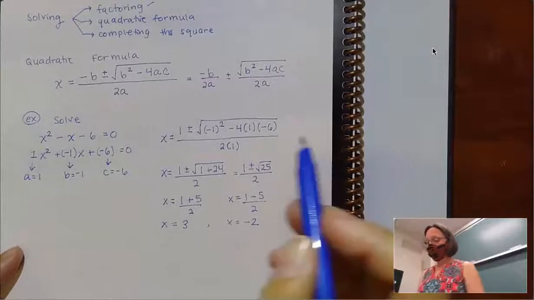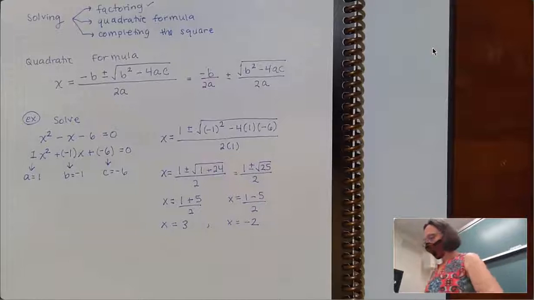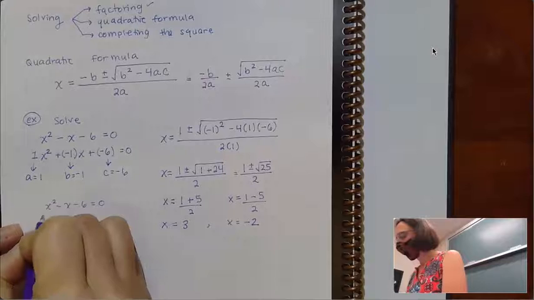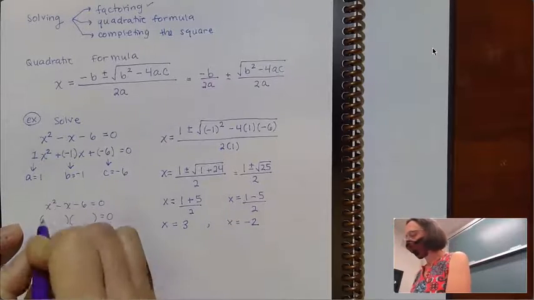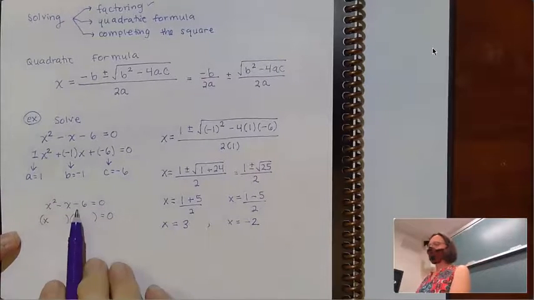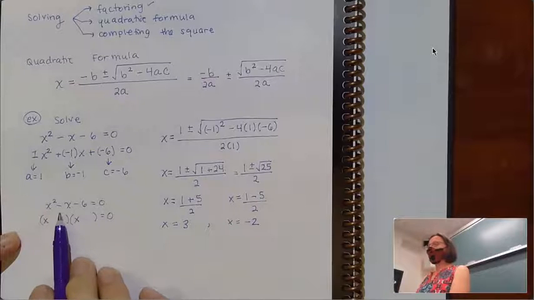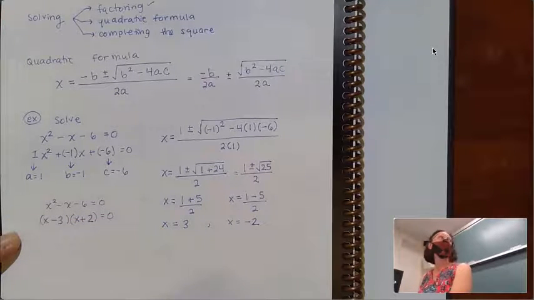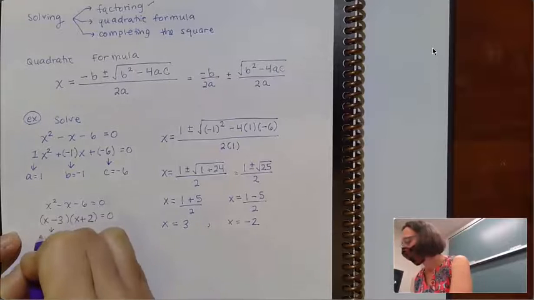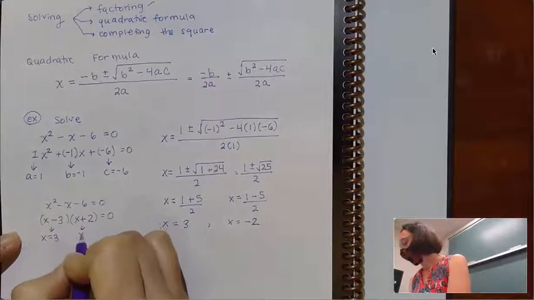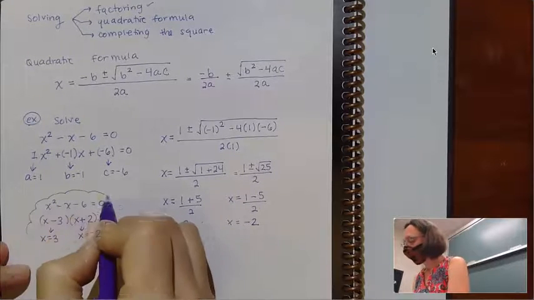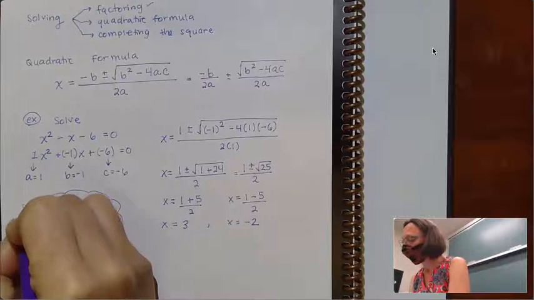If we go back to the original equation, x squared minus x minus 6 is equal to 0. And if I were to choose to solve that by factoring, I'd be looking for 2 numbers that multiply to give me negative 6 and add to give negative 1. So I'd be looking at x minus 3 and x plus 2, which would have given me solutions of x equals 3 and x equals negative 2. I think this is faster. This is definitely faster for me.